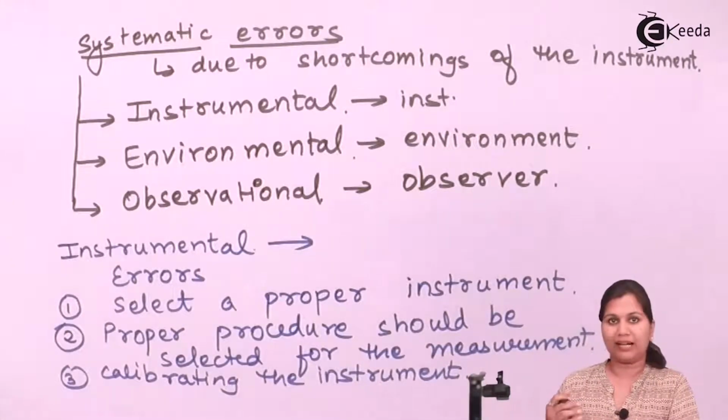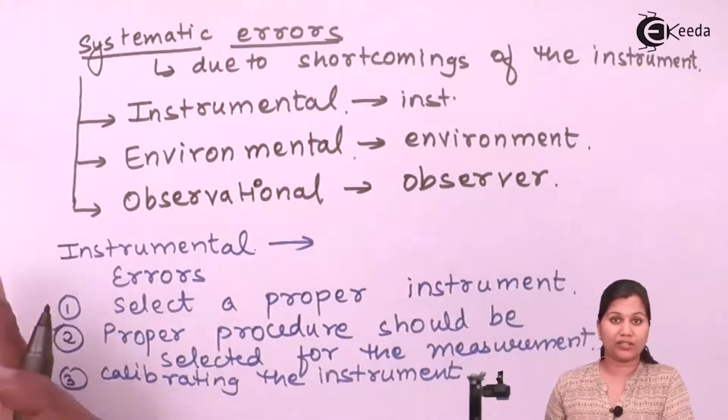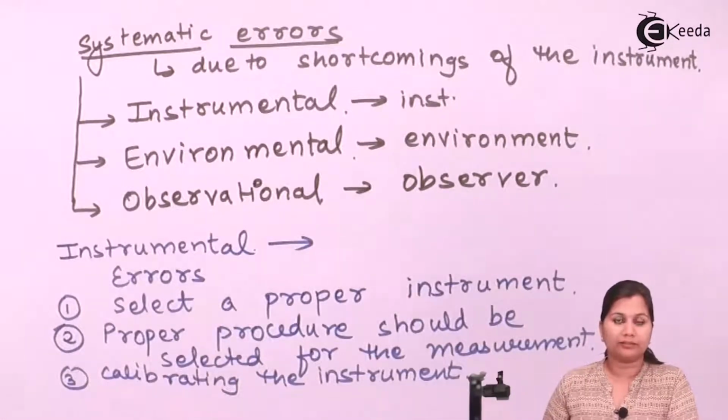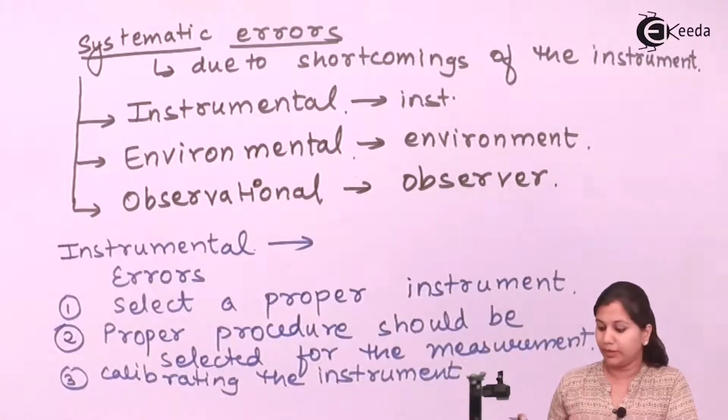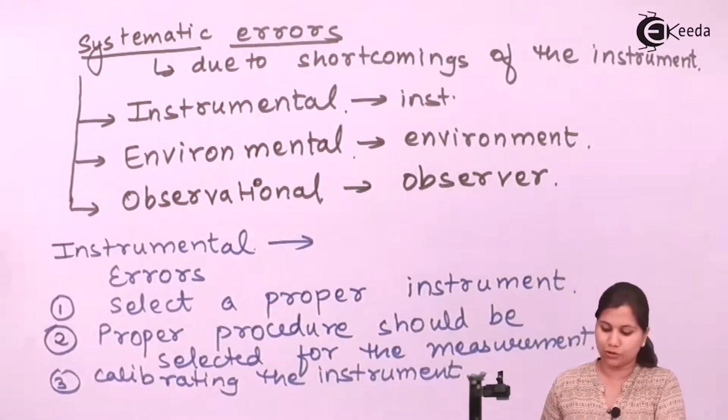Also, if the same instrument is being used again and again and we are not using it properly, that is misuse of the instrument, and that is also going to create errors in the measurement. So the proper instrument should be used, the proper method should be used, and calibration should be done for that instrument.